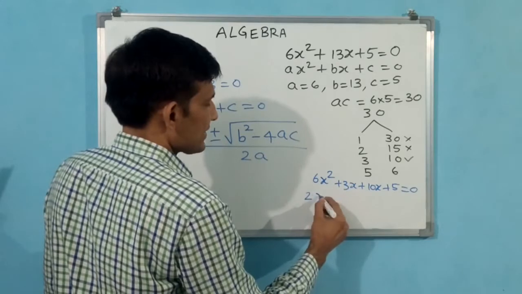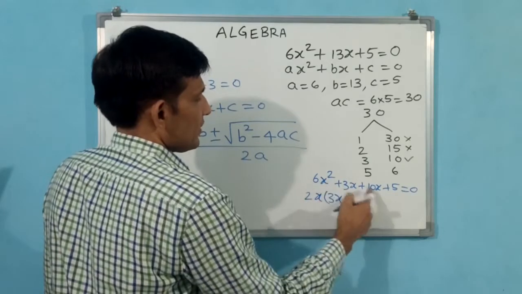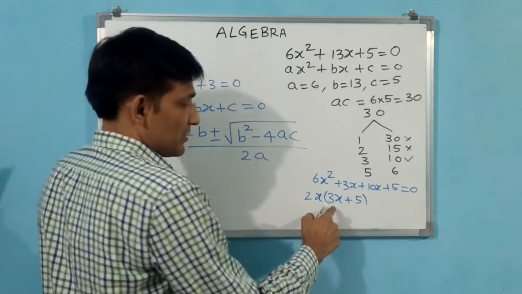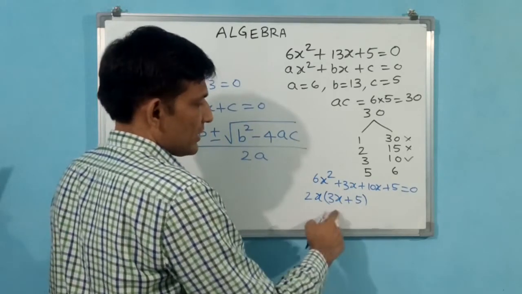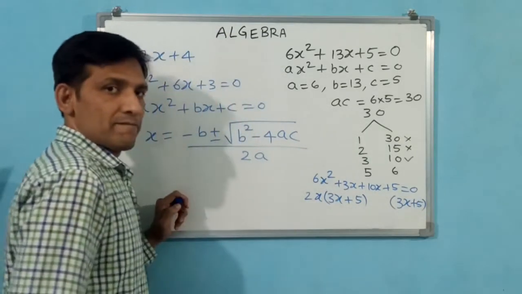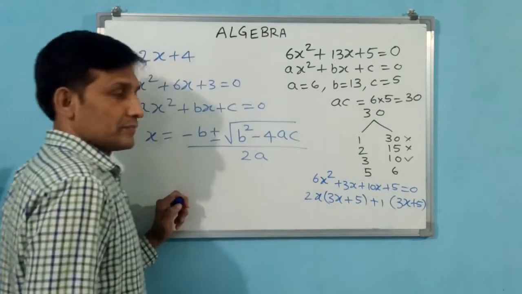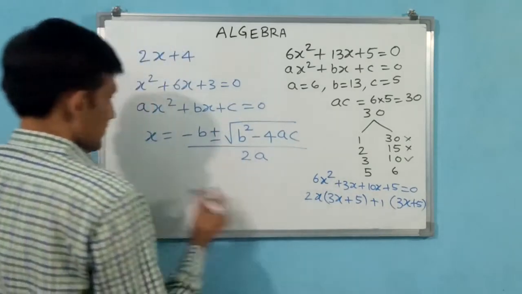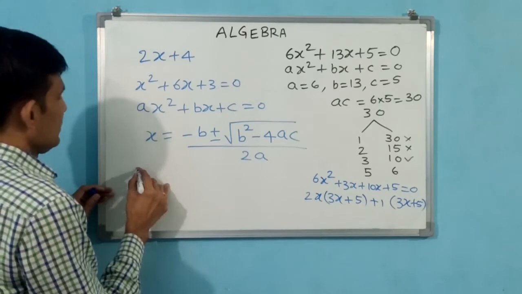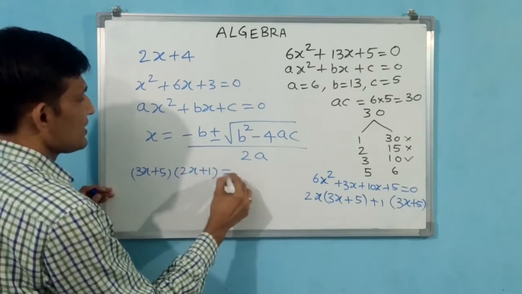I take 2 and x also. Then 3 and x. Okay. Plus 10x, 5. X is already there, but the same bracket, whatever expression has come, you have to repeat here again, 3x plus 5. Then you see 3x plus 5 is there, then plus 1. Okay. Now I am writing the values here. See, 3x plus 5 into 2x plus 1 is equal to 0.